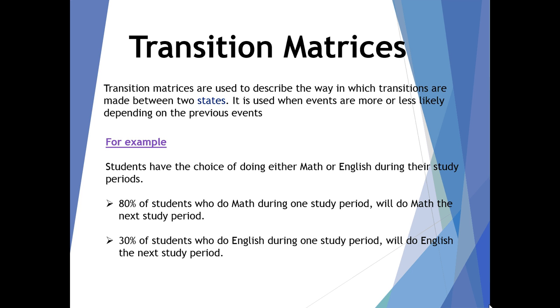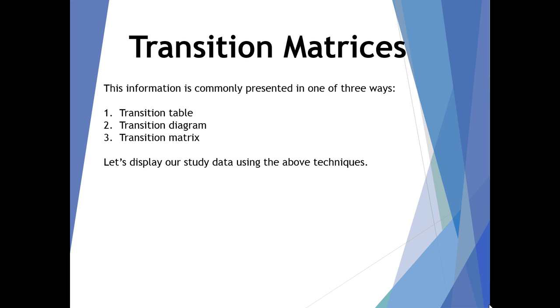Our example is, students have the choice of doing either maths or English during their study periods. 80% of students who do maths during one study period will do maths the next study period. And 30% of students who do English during one study period will do English the next study period. We look to examine three ways of representing this data: a transition table, a transition diagram, and a transition matrix.